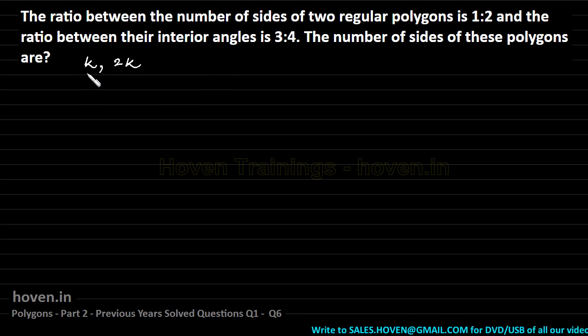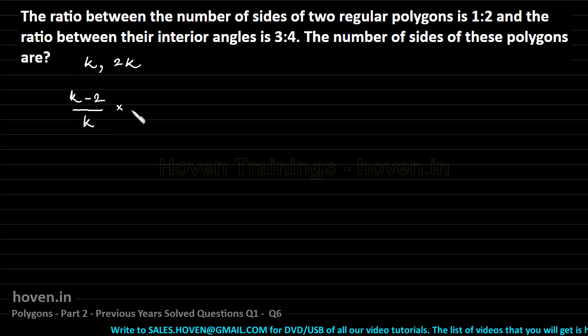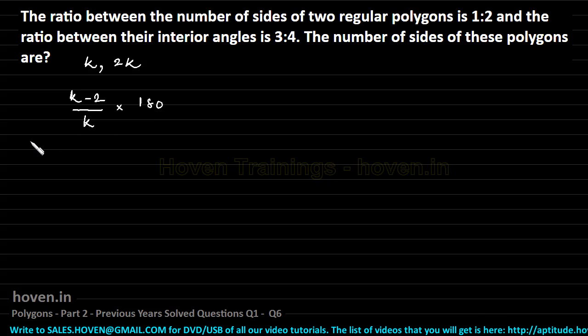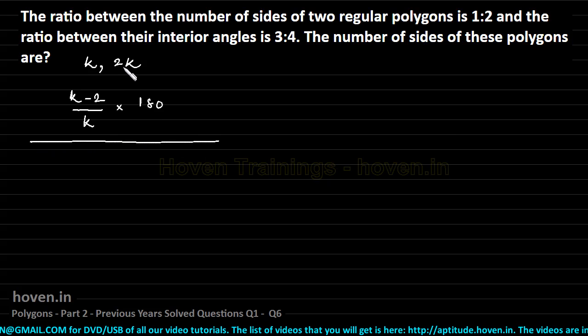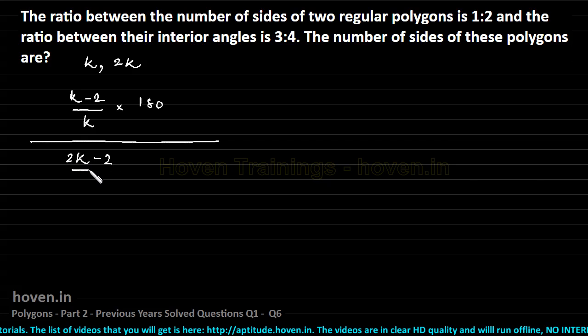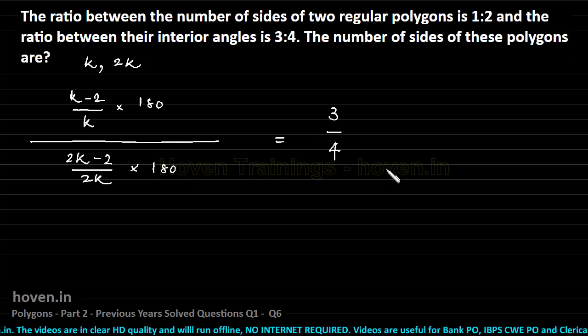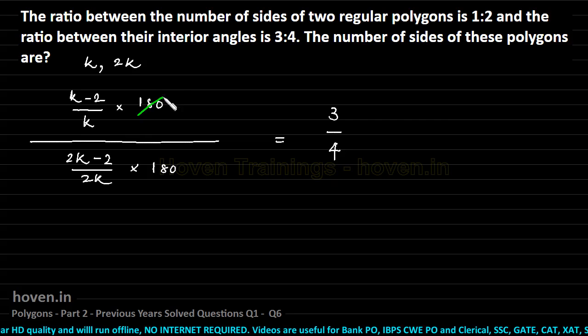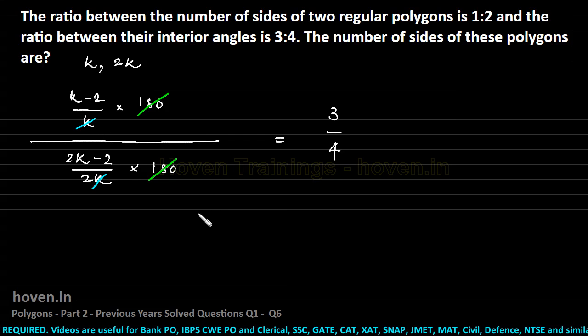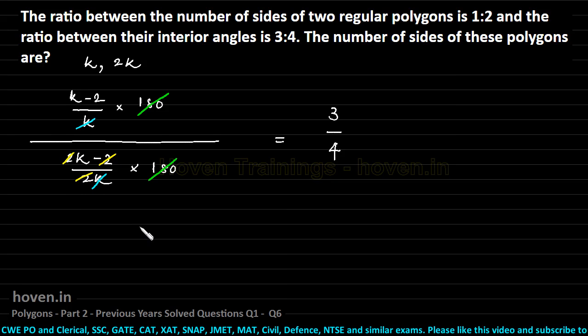The interior angle for this polygon will be (k minus 2) by k into 180. This ratio has to be formed against the interior angle for 2k, which will be (2k minus 2) by 2k into 180. This ratio has been given to us as 3 by 4. Let us perform the cancellations. Remove this, remove this. And this k will be removed. And if you see a bit carefully, this 2 and this 2 will also disappear.